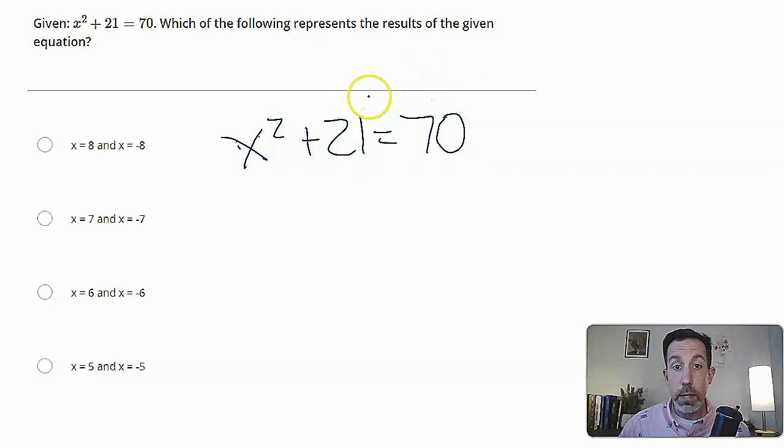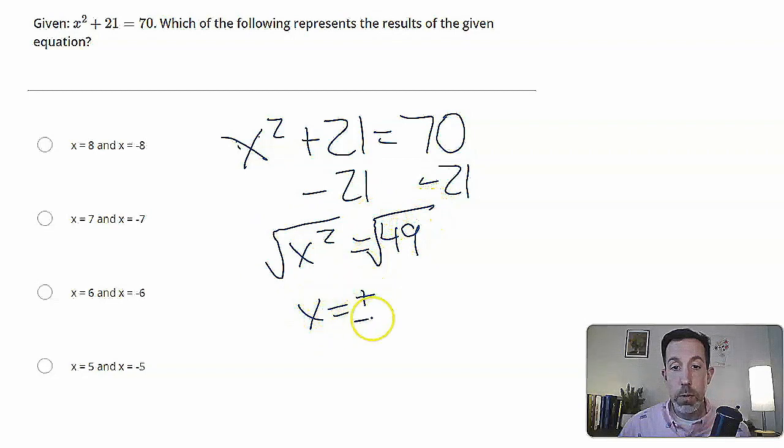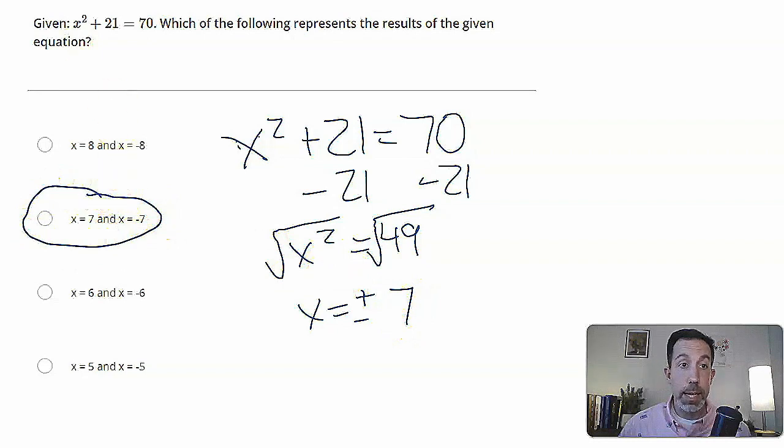So our goal is to get x alone on one side of the equation. So the first thing to do is to move that 21 over to the right side. So if we subtract 21 from both sides, we'll get x squared equals 49. Now we need to get rid of that pesky square. So the way to get rid of an x squared to make it just a regular x is to take the square root. So we're going to take the square root of both sides, and then we get x equals plus or minus 7, which gives us this answer.